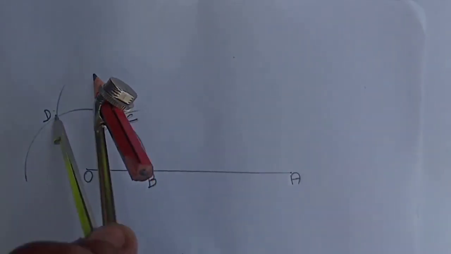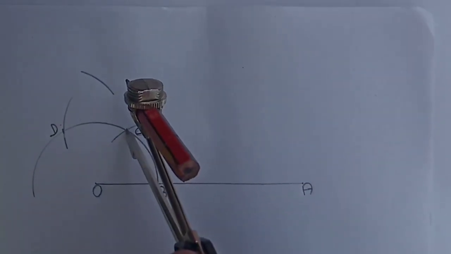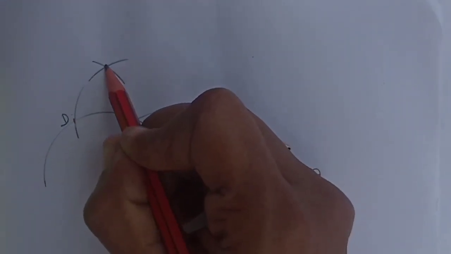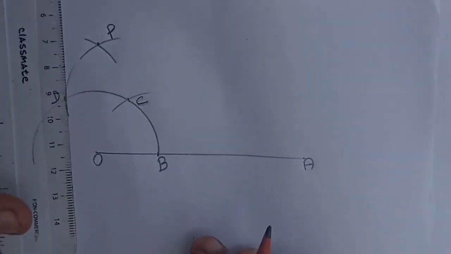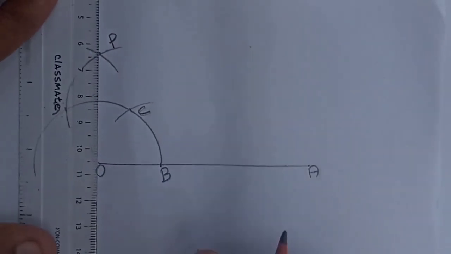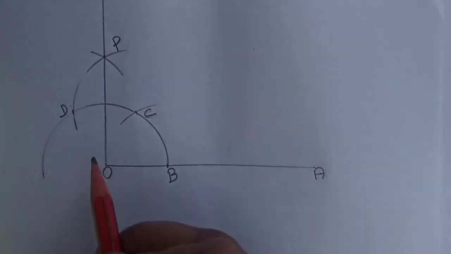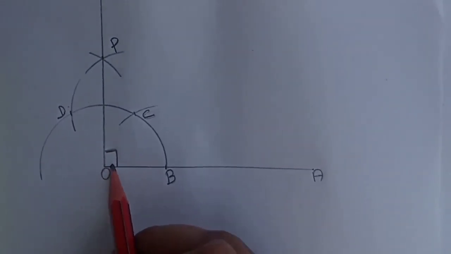And again with D as center, by taking any convenient radius, draw an arc, and also by using the same radius with C as center, cut the arc. And mark the point of intersection of the two arcs as P. By using your ruler, join OP. Now angle AOP is 90 degrees.